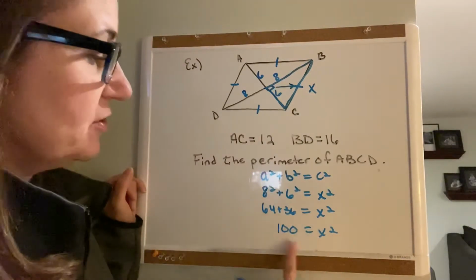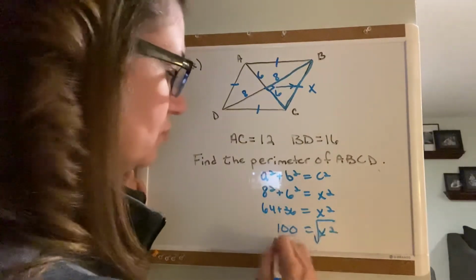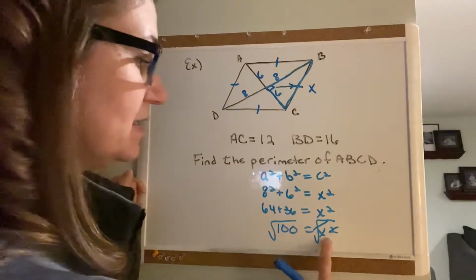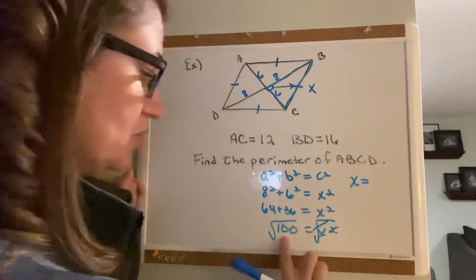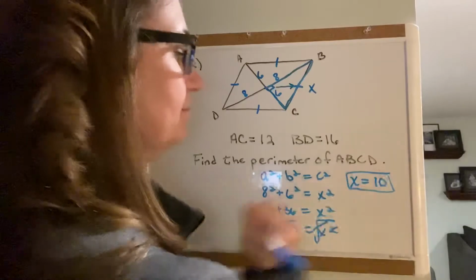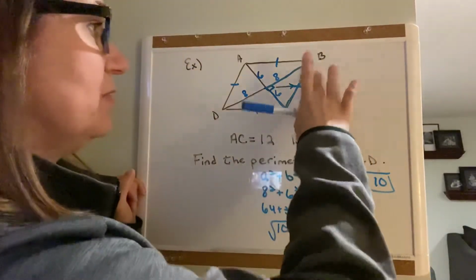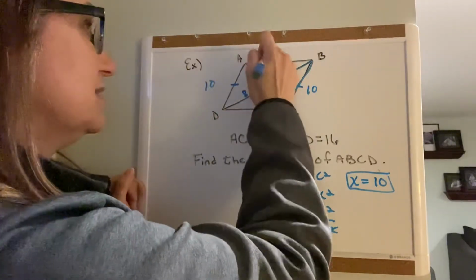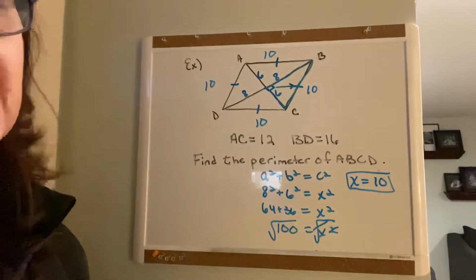So our hypotenuse squared is 100, so if we square root both sides, the square and the square root cancel each other out, and we end up getting X equals the square root of 100, which is 10. So now I'm going to replace this X with a 10. So if this side is 10, all four sides have a length of 10.